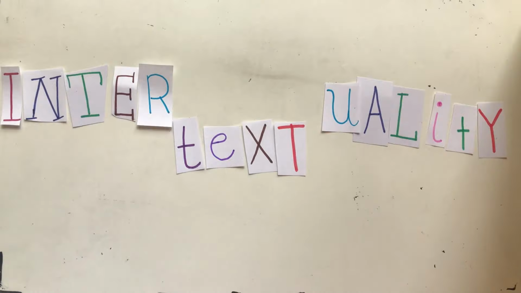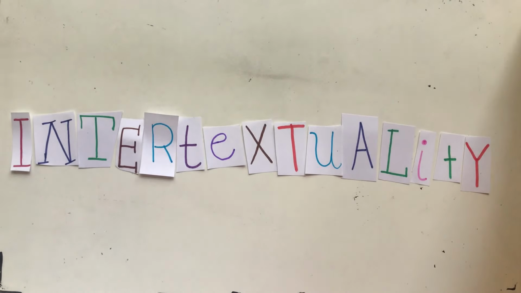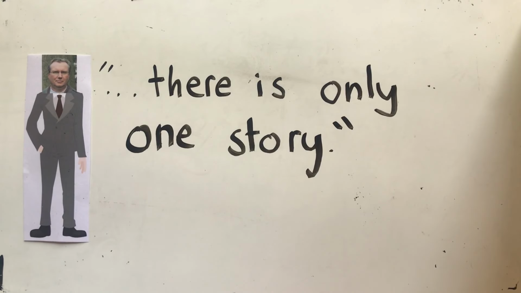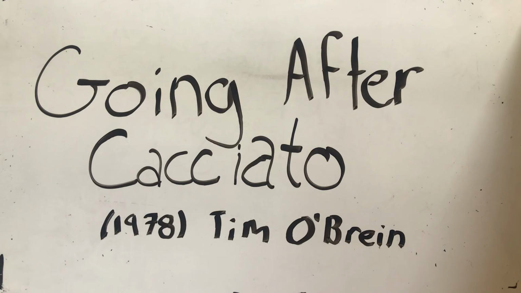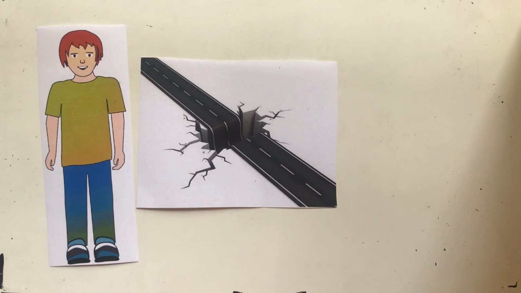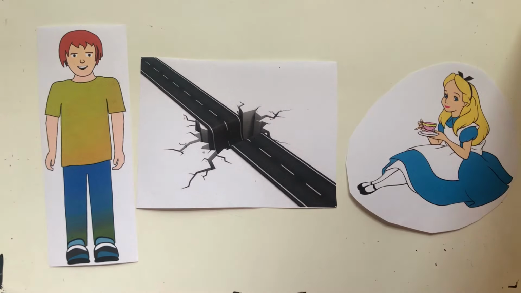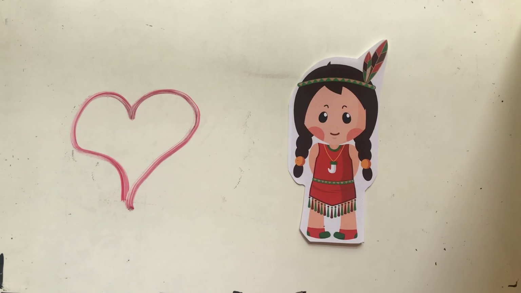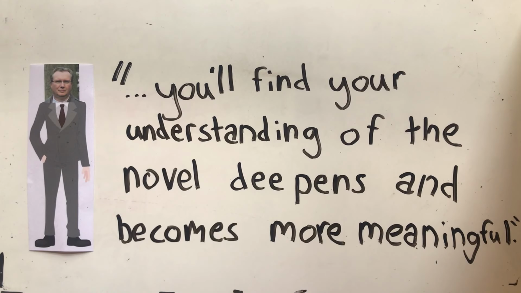This interaction is labeled intertextuality, and exists because there is only one story that has always been happening and connects all works. In Going After Cacciato, multiple narrative frames draw attention to this patchwork process. One character falls down a hole in the road, which Foster links to Alice's Adventures in Wonderland. Meanwhile, the protagonist's love interest can be viewed as a Vietnamese version of Sacagawea. As you begin to make connections, you'll find your understanding of the novel deepens and becomes more meaningful.